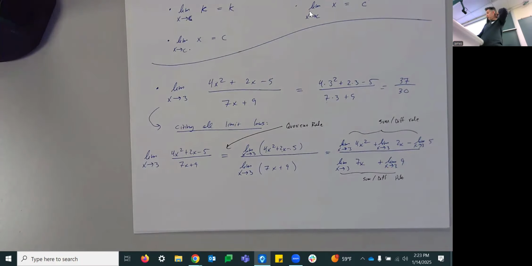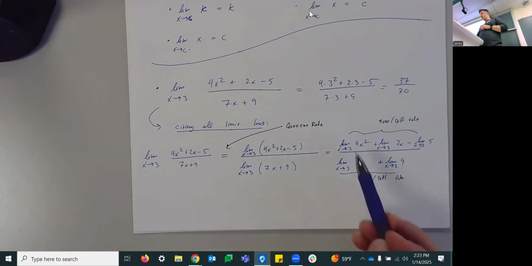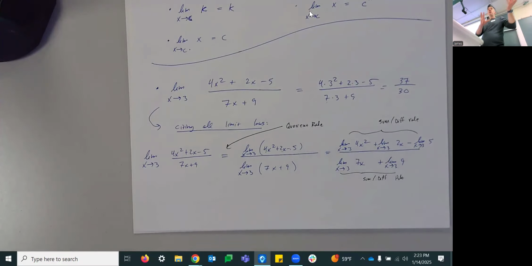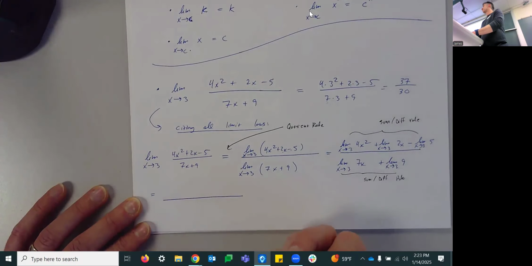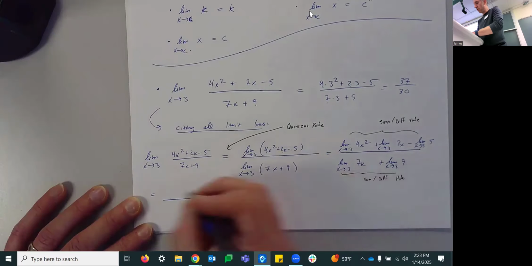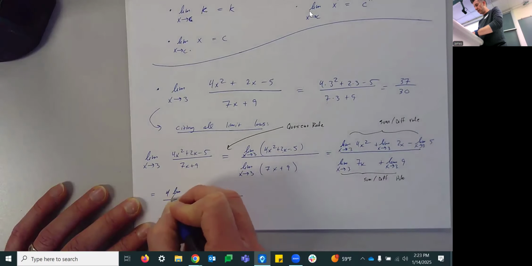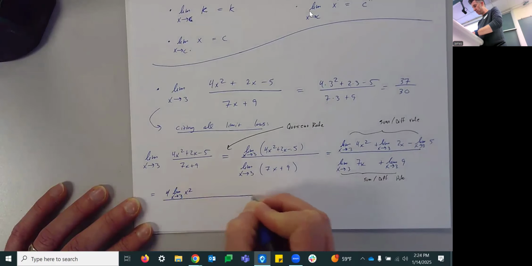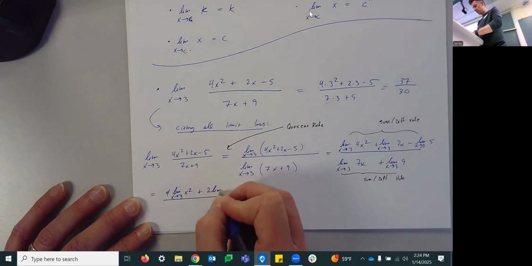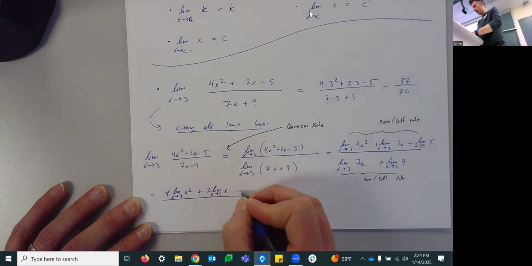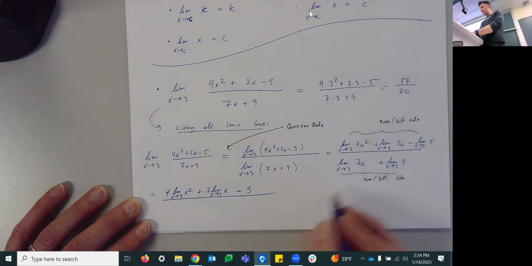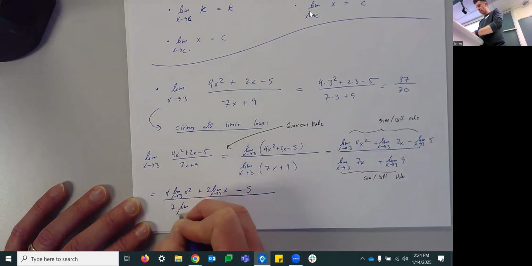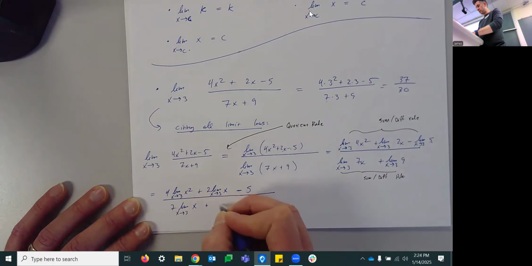Okay, I'm going to do 2 different things in the top here. For the first 2 limits, I'm going to use the constant multiple rule and pull out the 4 and the 2 in front of the limit. So I'm going to get, isn't this terrible? We don't do this, except for when we're told to. So we're going to get 4 times the limit as x approaches 3 of x squared plus 2 times the limit as x approaches 3 of x minus, okay, the limit of a constant is just the constant. So we're going to get 5 there. On the bottom, 7 times the limit as x approaches 3 of x plus 9.